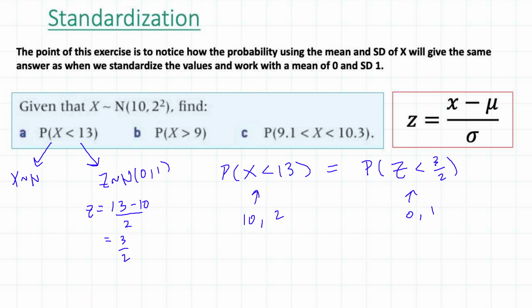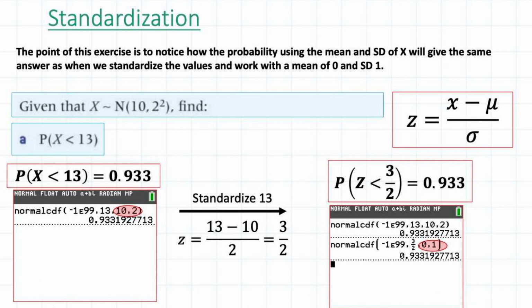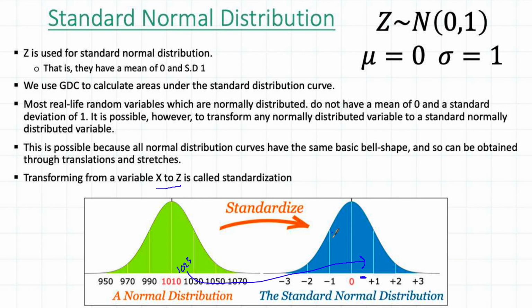So using this, now that you've seen how it's done for this, can you try it out for B and C before I reveal the answers? So for bigger than 9, same thing, but this time the standardization is negative 1 over 2. So you can expect on the graph we're looking at somewhere here, at negative 1 over 2.